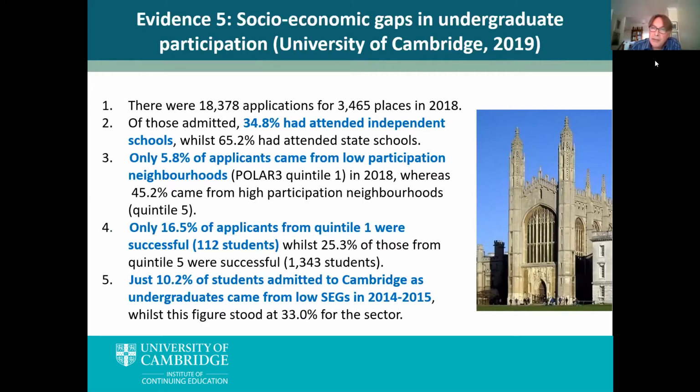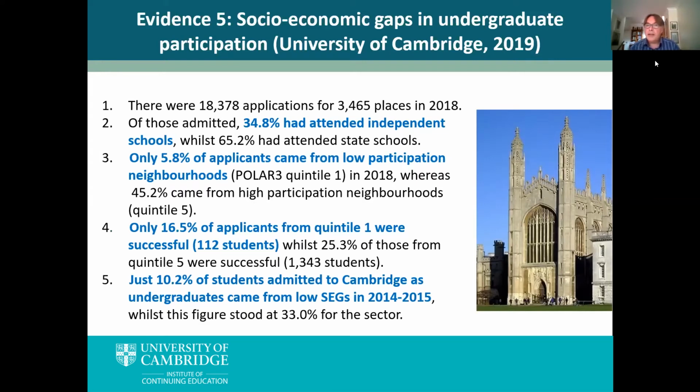When we break down these figures further, we'll see that only 16.5% of applicants from quintile 1 were successful. So in 2018, only 112 disadvantaged students who came from quintile 1 were successful in their application to Cambridge, whereas from quintile 5, it was 25%, just over, equating to 1,343 students.